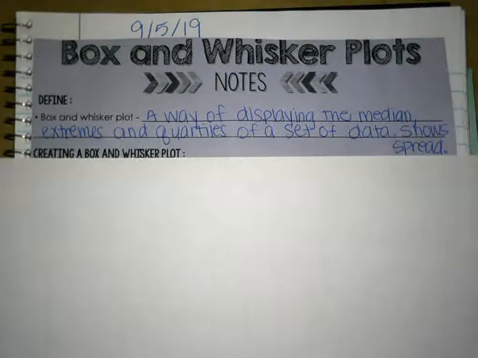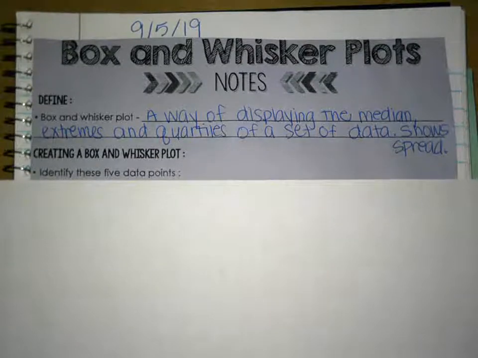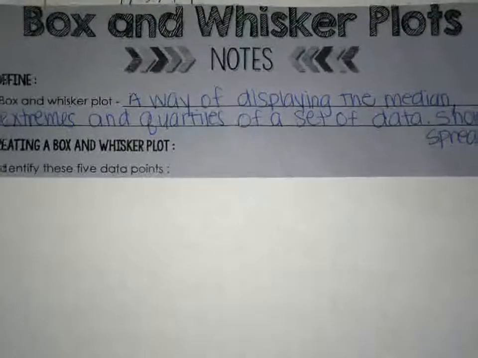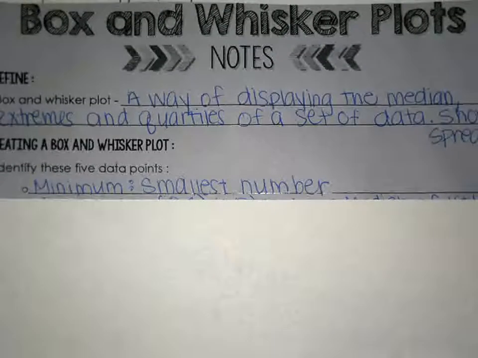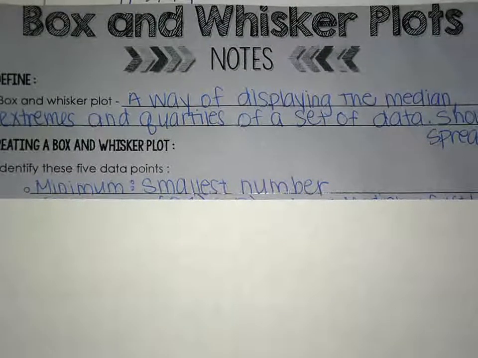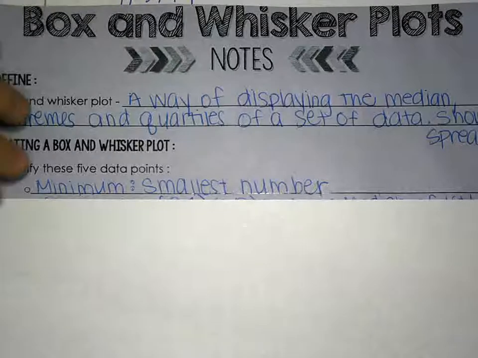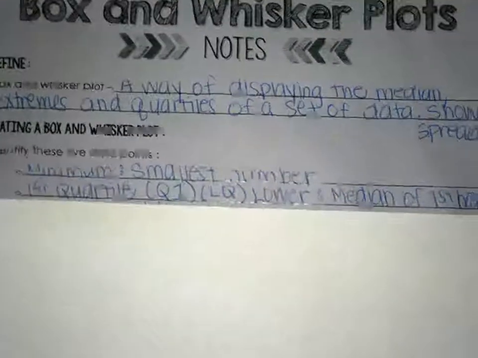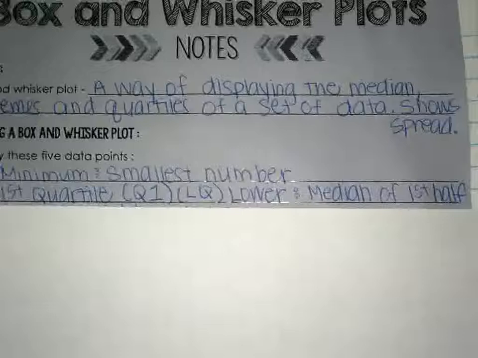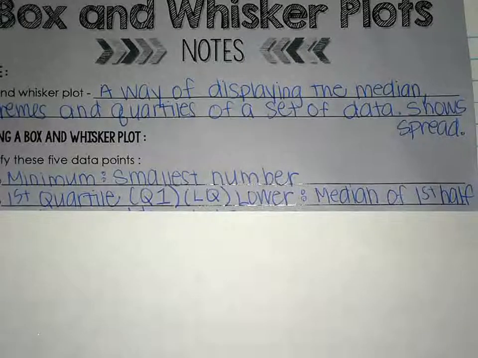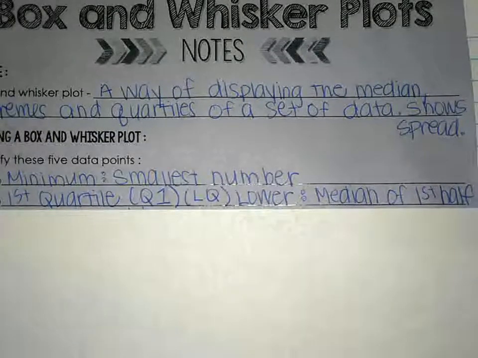In order to create a box and whisker plot, we find 5 numbers. So we have 5 data points that we have to find. The first data point is the minimum, which is the smallest number. So you have to know what the smallest number in that data set is. The second is what we call the first quartile, or Q1 to abbreviate it, or sometimes you'll see it called LQ, which is lower quartile. The first quartile, or the lower quartile, is the median of the first half of numbers. I'll explain what that means later, but it is the median of the first half of numbers.